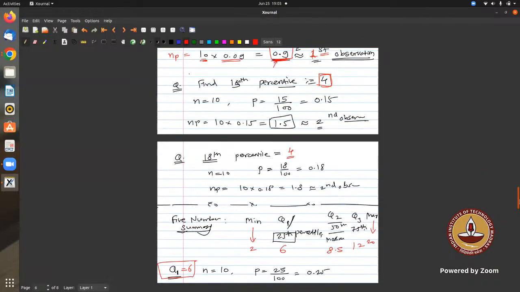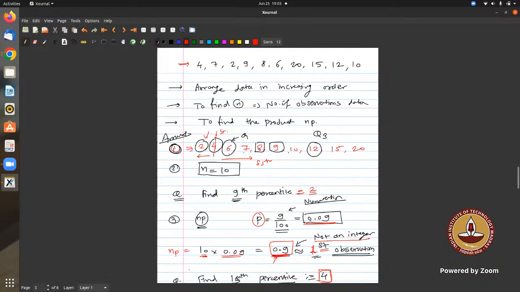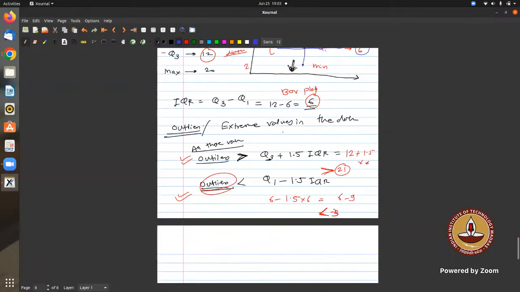In our data set, the maximum value is 20, right? So there is no value greater than 21, and the minimum value here is 2, so there is no value less than minus 3. So how many outliers are there in our data set? 0 outliers. No outliers.